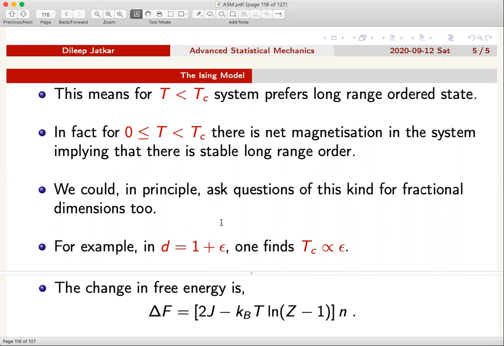We will not do this analysis, but it has been shown that if you look at the system in 1 plus epsilon dimension, then Tc is proportional to epsilon. That is one way of explaining that if you are in one dimension, then Tc is actually 0 because epsilon itself is 0. And if you are in higher dimension, then Tc is non-zero. That doesn't require you to go to 2 dimensions, but you could go to some fractional value and you would still see the system having non-zero critical temperature.